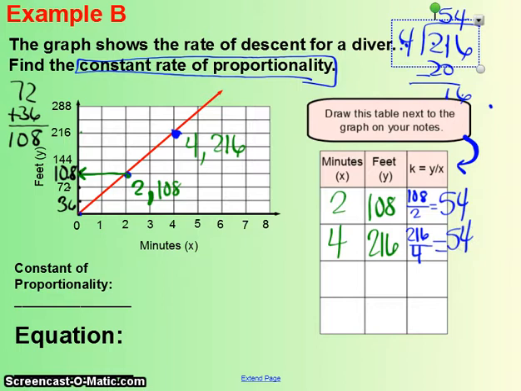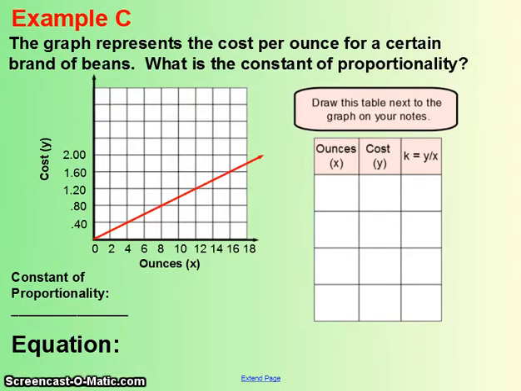So our constant is 54, and then we want to write our equation for the graph. It is y equals my constant of proportionality times x. Okay, example C, same thing. First thing I need on my graph, we need to put some points. Okay. And we'll only do a couple of the points, but we want to make sure that we're getting the same constant of proportionality.